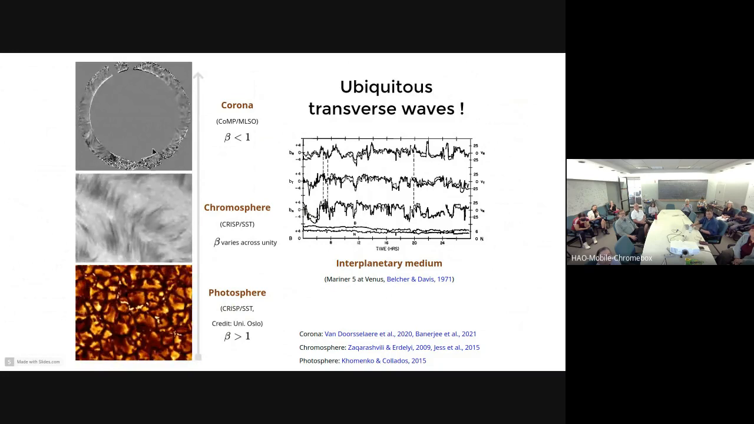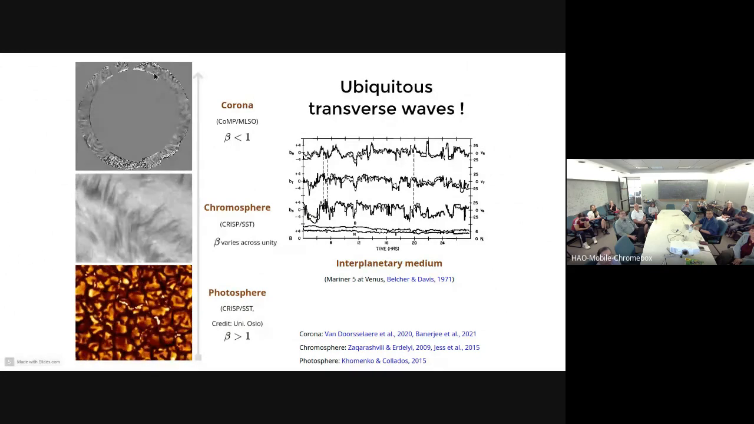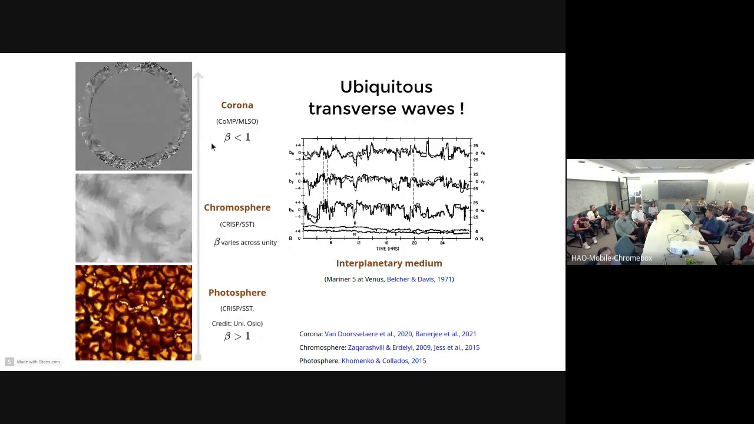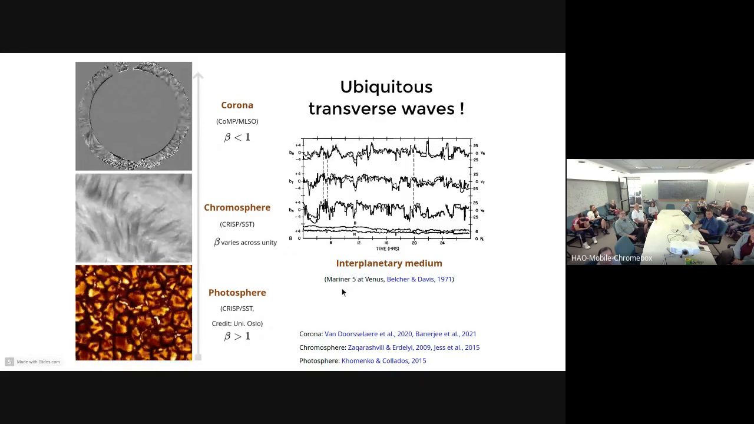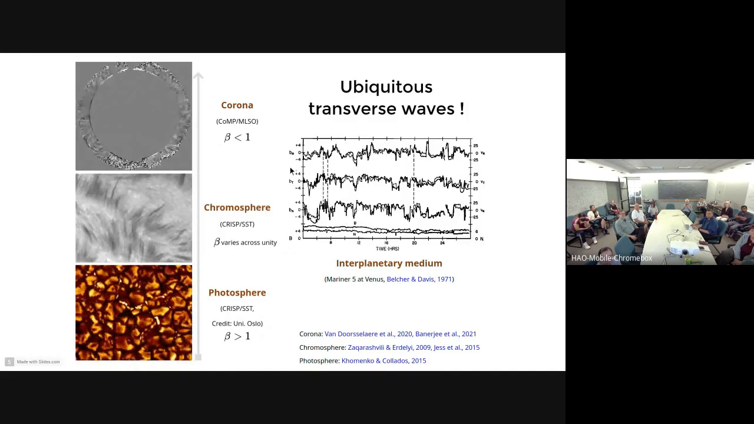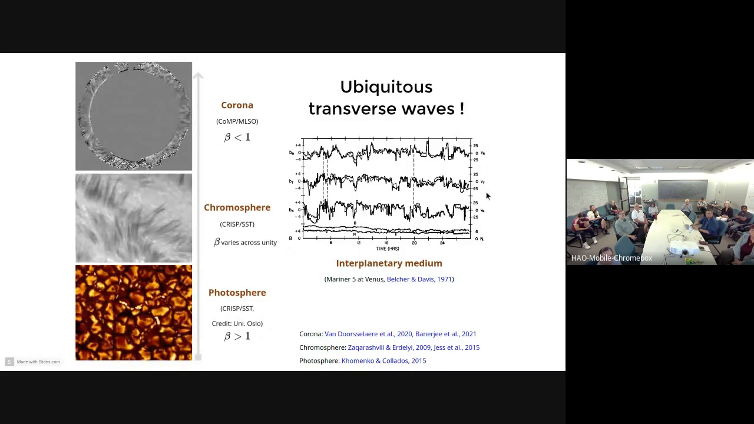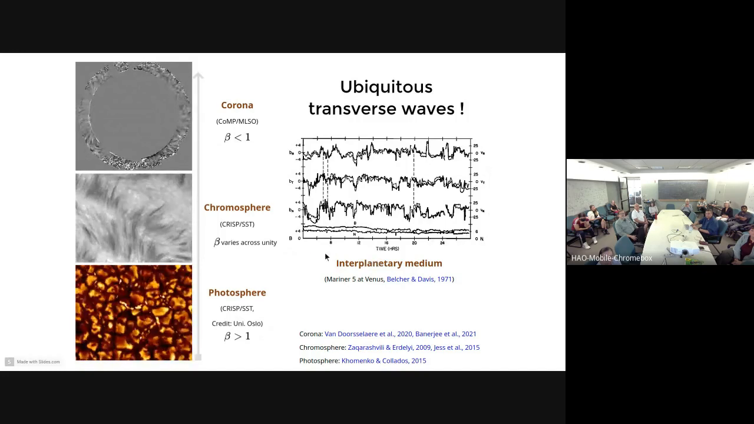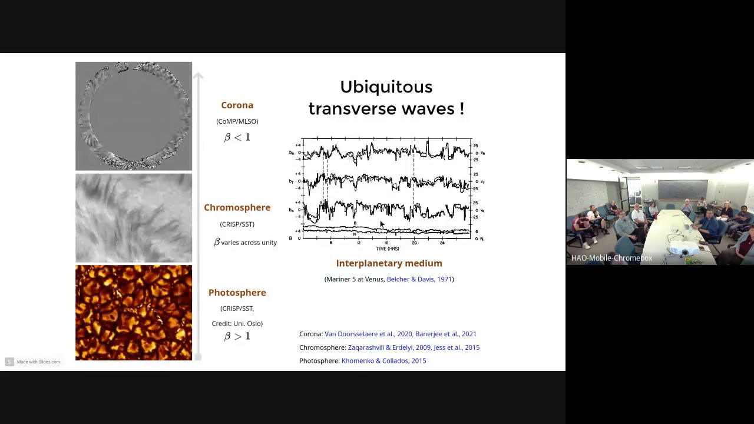One more thing we can see in these observations is that the transverse motions are propagating away. So the transverse oscillations are not only limited to the corona itself, but even go beyond into the interplanetary medium. Here is one of the first observations, reported by Mariner 5 at Venus in 1971. On one axis we have the three components of the magnetic field, and on the other axis we have the components of the velocity field, and that could be resulting in the kind of transverse oscillations that we have been observing in the interplanetary region as well.